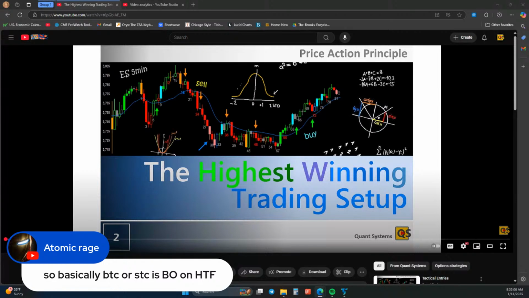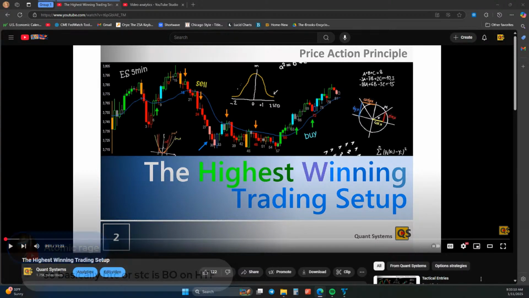So basically buy the close, sell the close, breakout on a higher time frame. No, that's not exactly what I'm saying. What I'm saying is that buy the close and sell the close is a breakout.